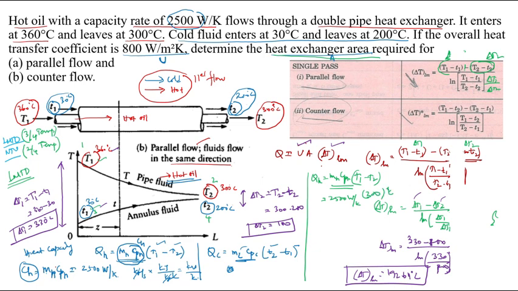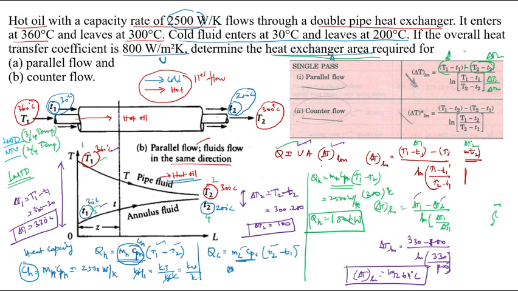Watt per Celsius or watt per Kelvin are both the same, because a per degree change in Kelvin is equal to a per degree change in Celsius. So finally you get QH equal to almost 15,000 something. For convenience, it can be written as 150 kilowatt. So Q is also fine.